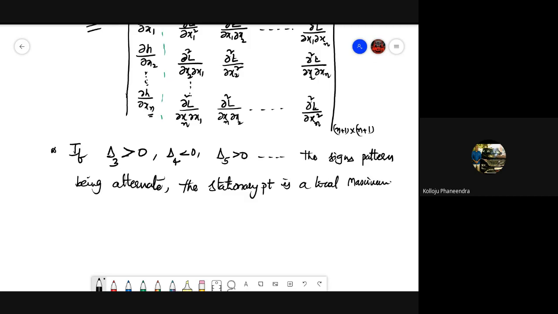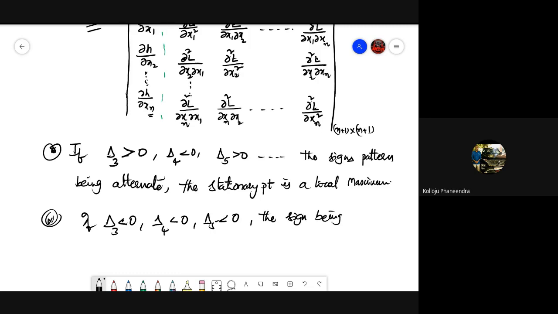This is the first point. Next one. If delta 3 negative, delta 4 negative, delta 5 negative, the sign pattern being always negative, the stationary point is a local minimum.